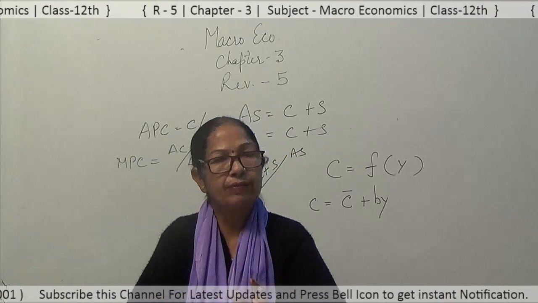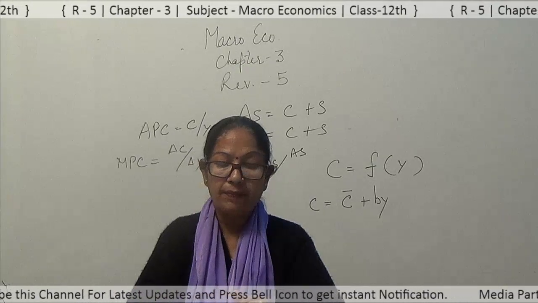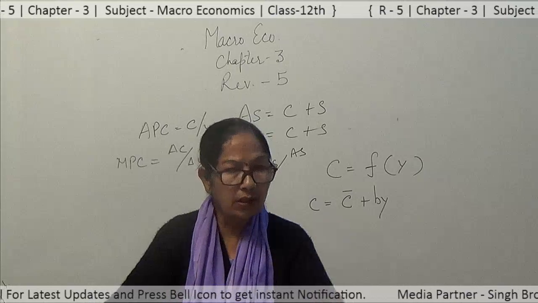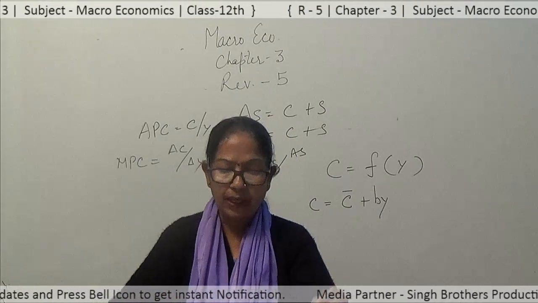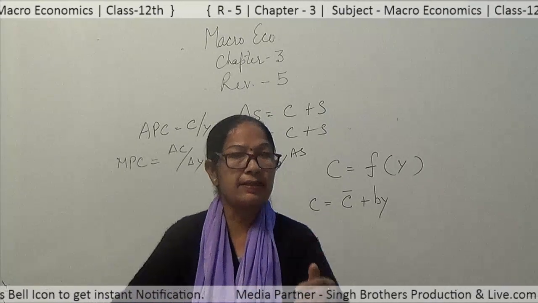We have to learn the features also, features of APC. APC can be greater than 1 when consumption expenditure is more than income. APC is equal to 1 when consumption expenditure is equal to income. APC can be less than 1 when consumption expenditure is less than income.